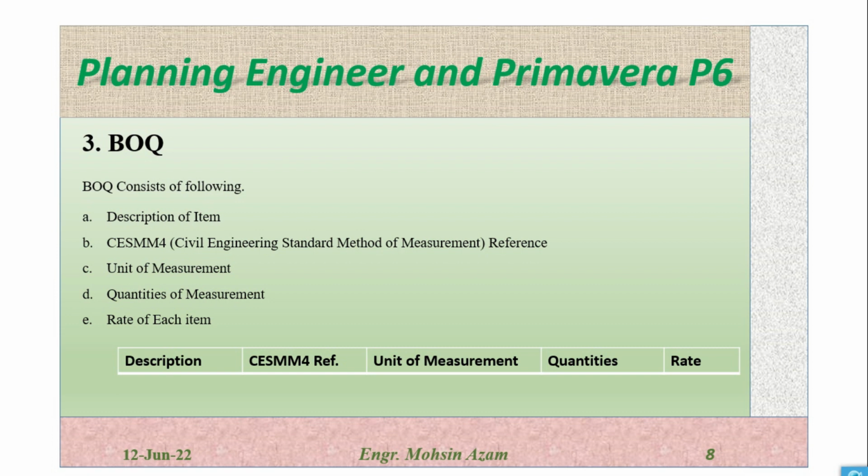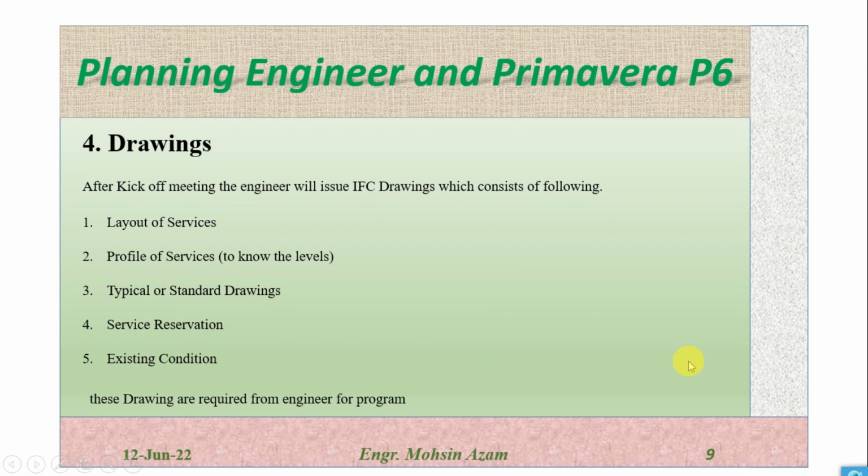quantities of measurement. Sorry, here we have only quantities. So how much quantity for each item will be there in the scope of work, and then the rate of each item. So this is the sample. We have description first of all in BOQ, then we will have CESMM reference, then unit of measurement, and then quantities, and after this rates.